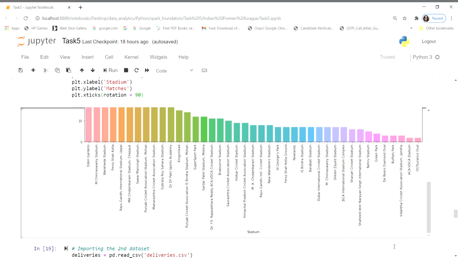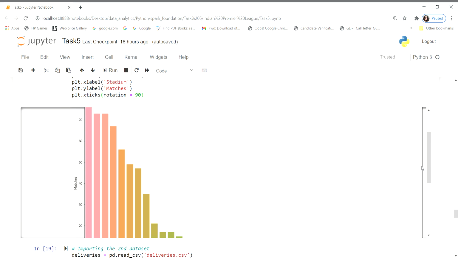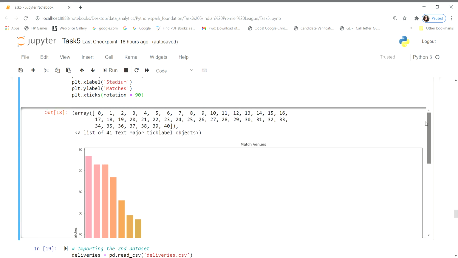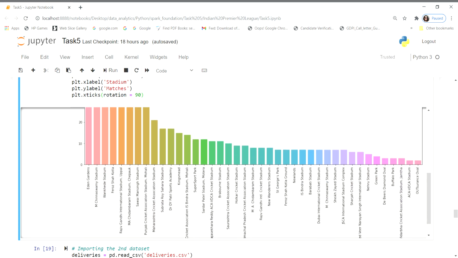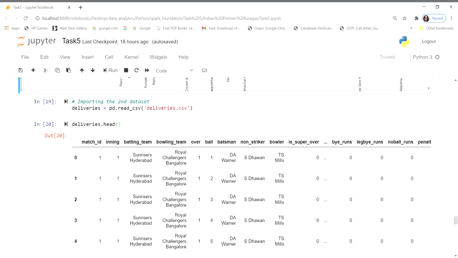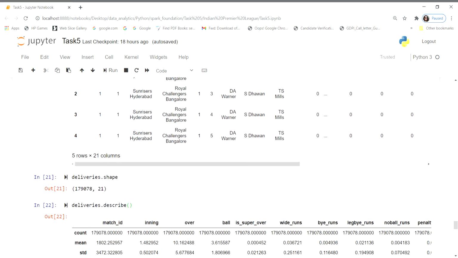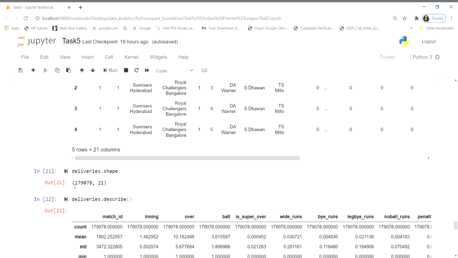Now, what were the match venues chosen for playing the matches? The highest number of times chosen was Eden Gardens. That is over for the first dataset. Now importing the second dataset, that is deliveries, and it consists of this many rows and 21 columns.